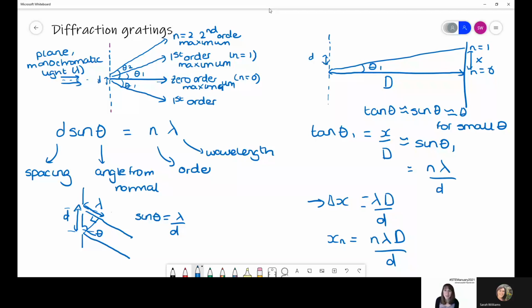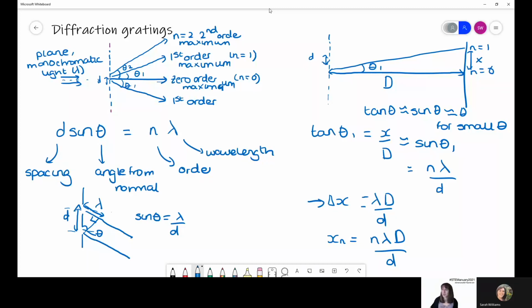There are a couple of final things I'd like to note before we finish this video. Firstly, because we know that sine theta, which is related to the diffracted angle, must always be less than or equal to 1. So when theta gets to pi over 2, then sine theta will be 1. So that actually limits the number of orders that you can see in your diffraction pattern.